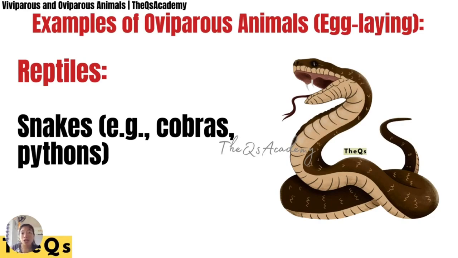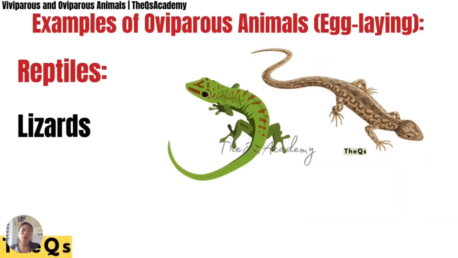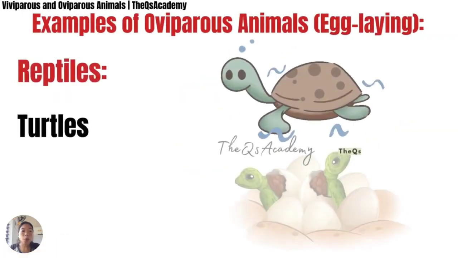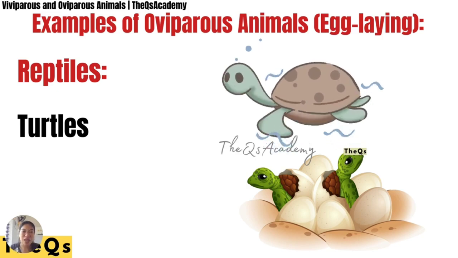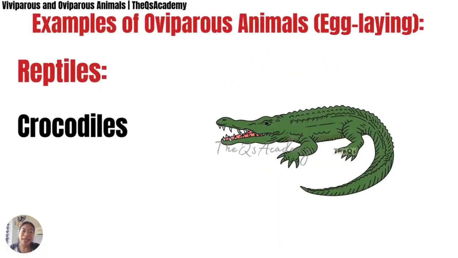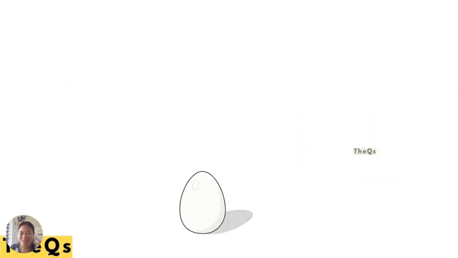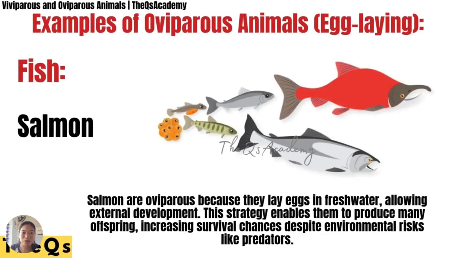These snakes are different from the garter snake because these kinds of snakes lay eggs, so they are oviparous animals. So we have also lizards. Common lizards lay eggs, except for the one that we mentioned a while ago. We have also turtles. Turtles lay eggs, so they are oviparous. And crocodiles, that's right. And the salmon fish.